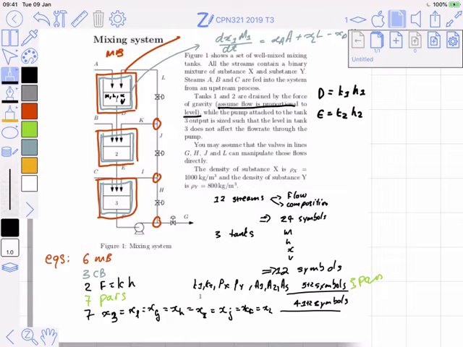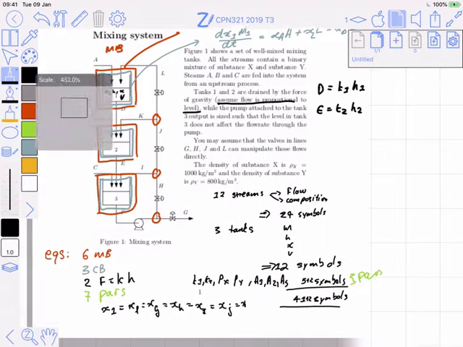Who's keeping a running track here? So we've got 43 symbols. How many equations do we have now? So that's 10, 18, 21. Is that 25?